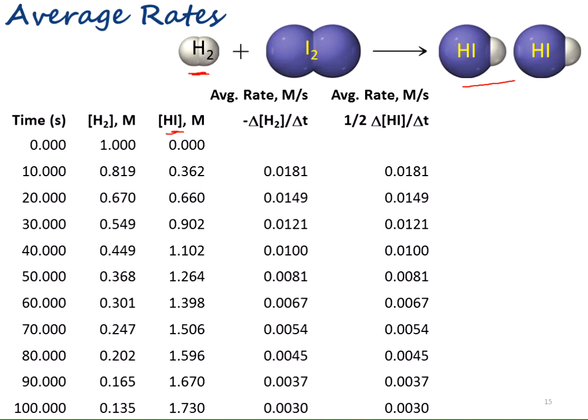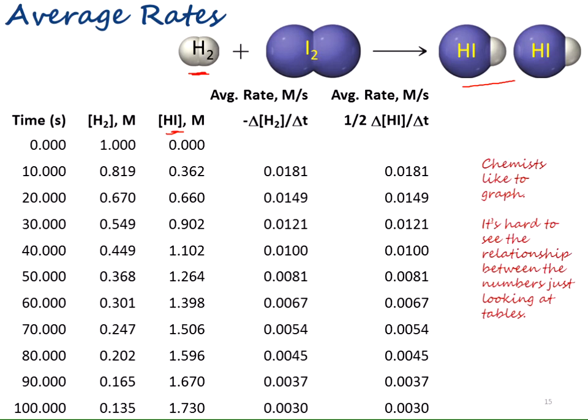Now, just looking at this data, it can be kind of difficult to see what's going on. But we do see this change in the rate of the reaction as the time progresses. It's getting slower and slower, so these numbers are getting smaller. But chemists like to graph. It's hard to see the relationship between the numbers by just looking at tables, and this is where graphing helps us understand what's going on.